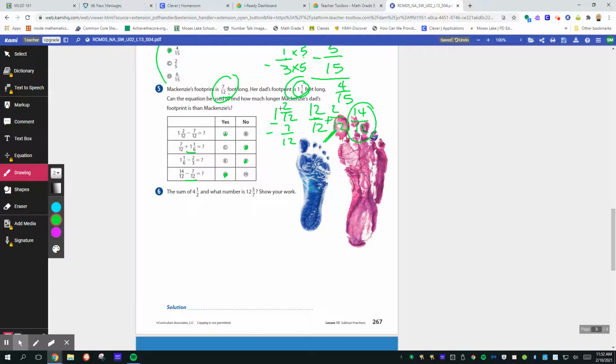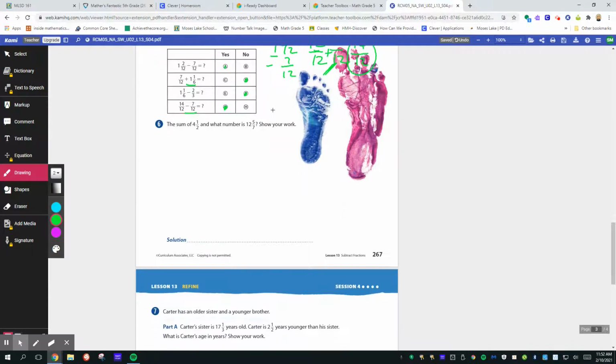And this would be like if we had, in here we would have had to have done this to subtract it anyway because we have 2 minus 7. So we would have had to borrow that set of 12 twelfths and we would have lost the 1 from there, wouldn't we? All right, the sum of 4 and 1/2 and what number is 12 and 5 sevenths?